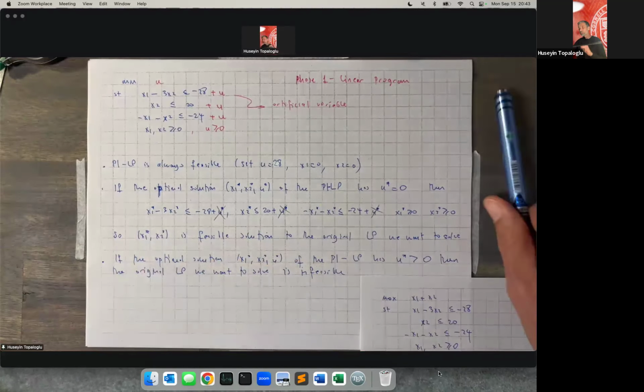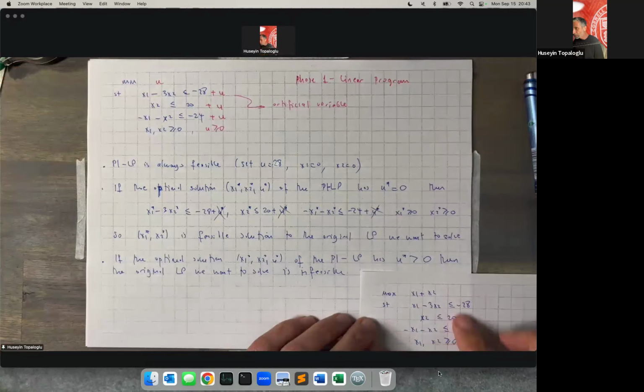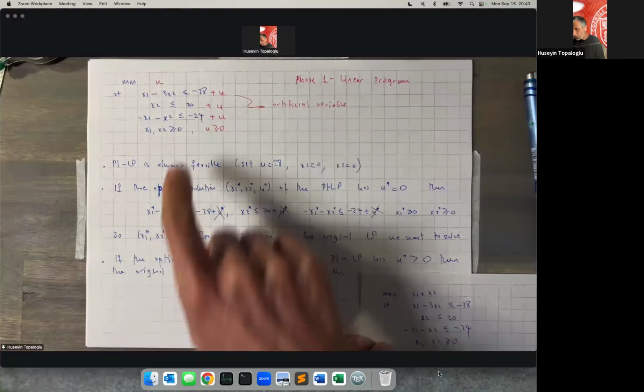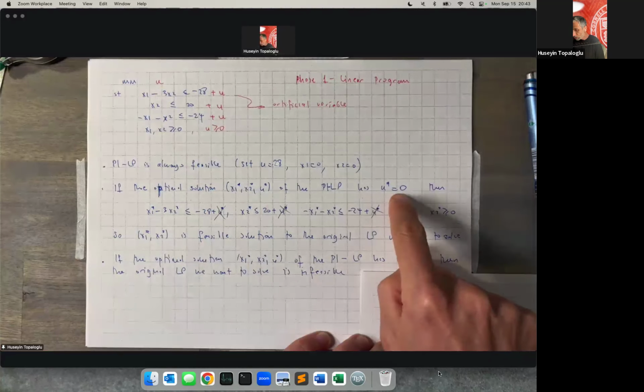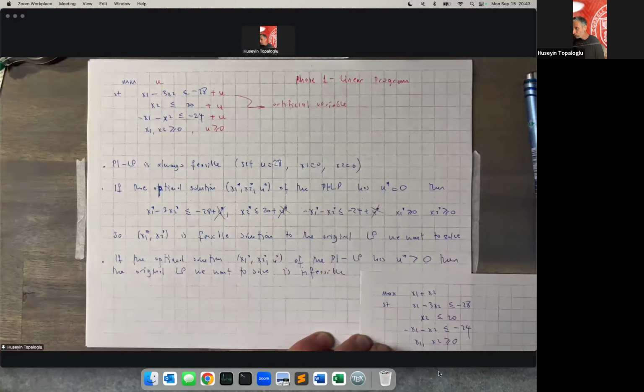So that is our tool. Our tool is the phase 1 linear program. If you want to find a feasible solution to the linear program that we would like to solve, we solve the phase 1 linear program. If at the optimal solution to the phase 1 linear program, u star is equal to 0, then the corresponding values of the x variables are going to be a feasible solution to the original linear program that we would like to solve.